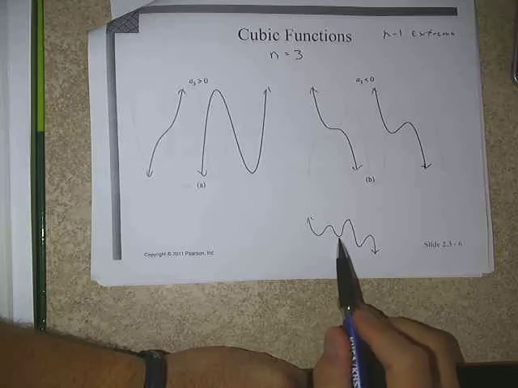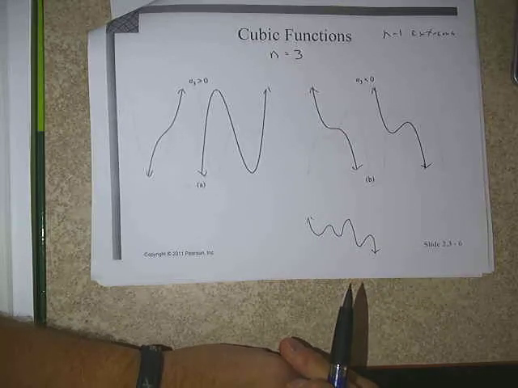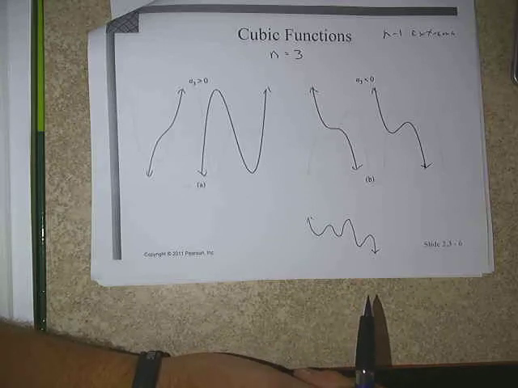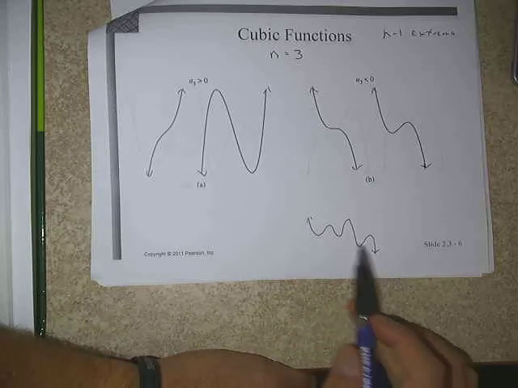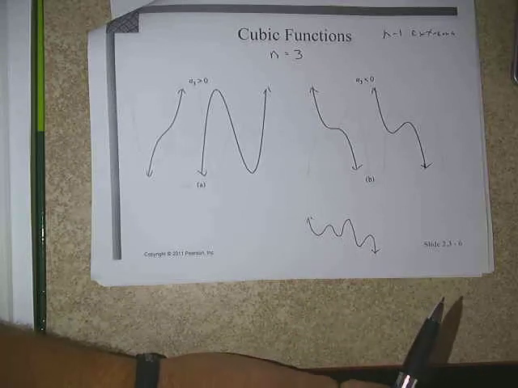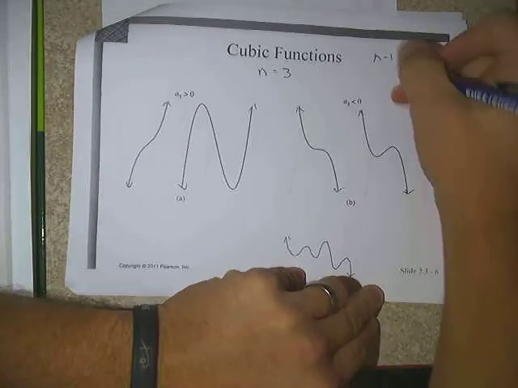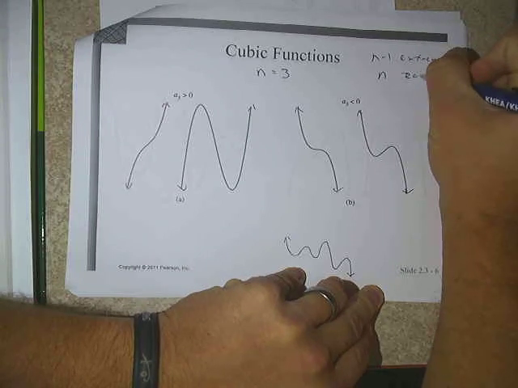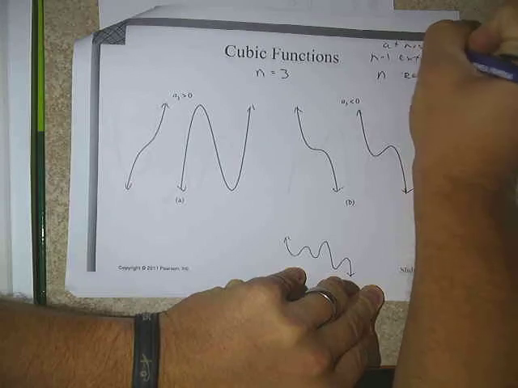Okay, so if you saw something like this, even though it has the right end behavior, how would we know that that's not cubic? It's got 1, 2, 3, 4, 5, 6. It's got 6 extreme values. But a cubic function can only have at most how many? 2. Okay, n minus 1. So we know that even though it has a similar behavior at the ends, this is not cubic because it has too many extreme values.